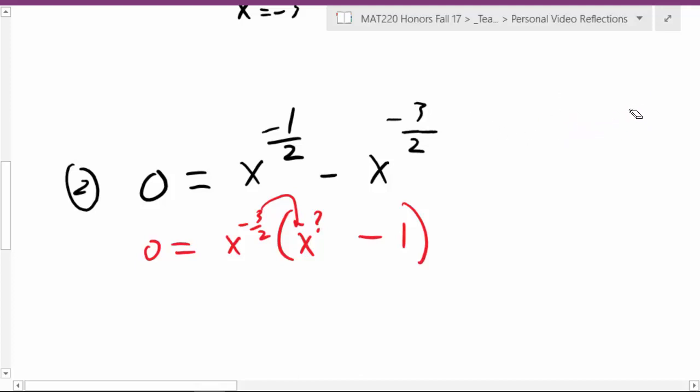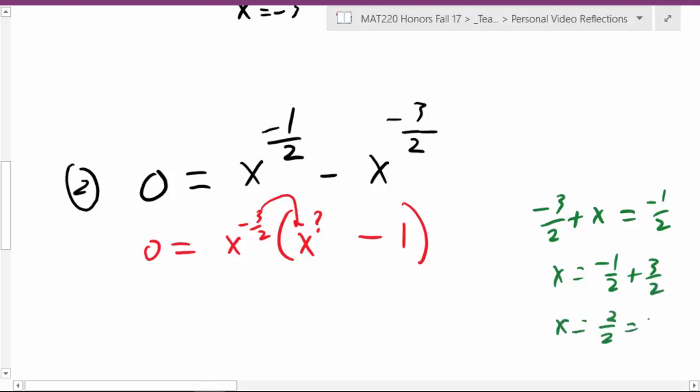So if you can't see it straight off the top of your head, write a little algebra problem. What we're saying here is -3/2 plus what equals -1/2. Solve for x. So I add that 3/2 across. So that's going to give me -1/2 plus 3/2. That's going to add together to give me 2/2, which is equal to 1.